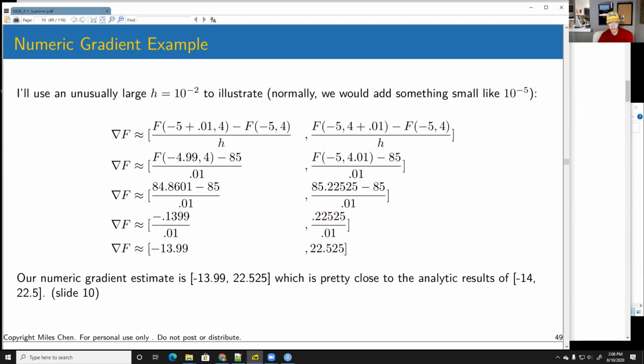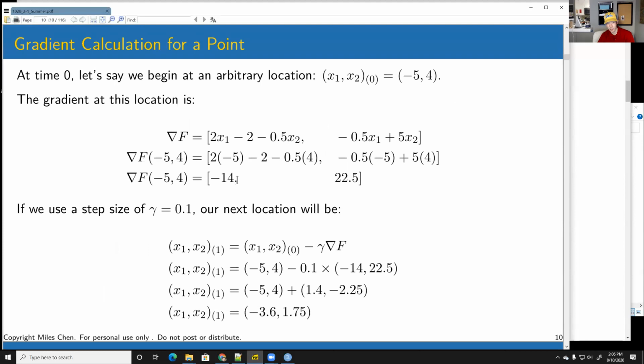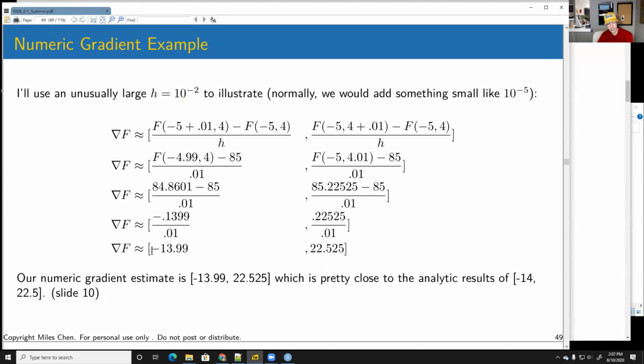And if I go all the way back to slide 10, where we calculated the gradient analytically and plugged in the numbers, we got the gradient to be -14 and 22.5. And here, the gradient we estimate is -13.99 and 22.525. So it's pretty close. Our numeric estimate is pretty close to the actual values. All right, and so this is how you can estimate the gradient numerically without taking any derivatives. You just add a small increment to each term one at a time, and you see how much the function has changed.